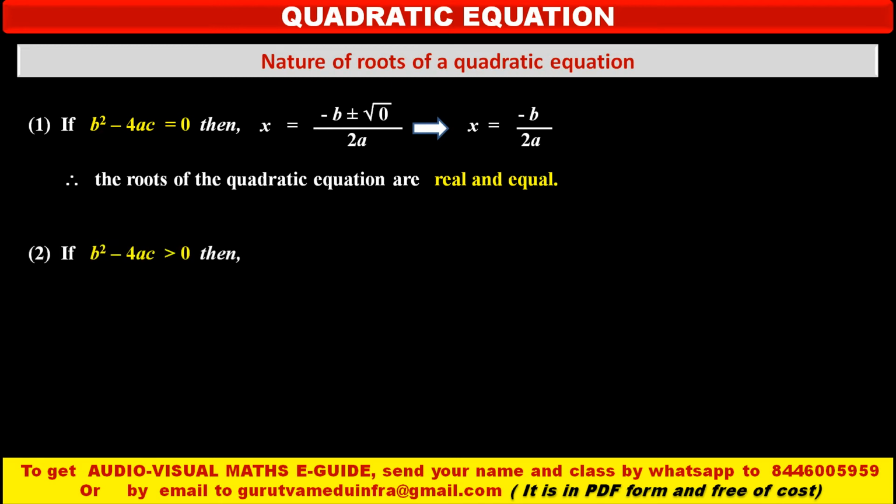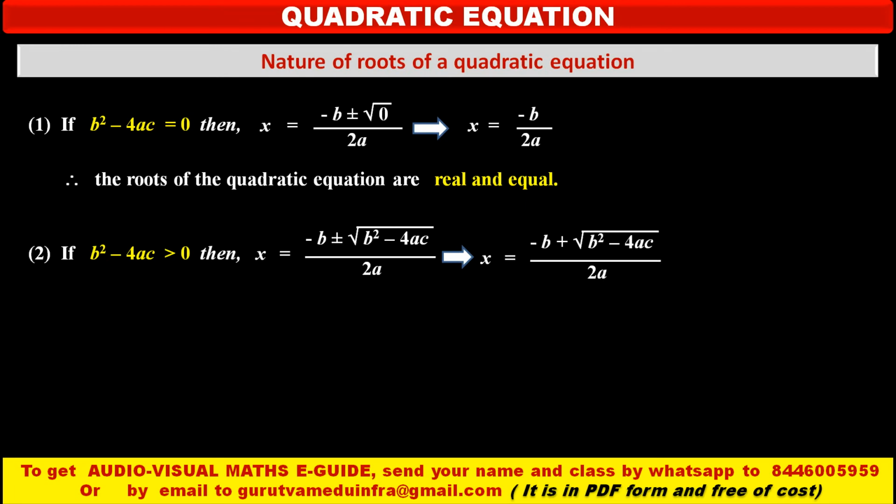Now second case, if b square minus 4ac, this discriminant, is greater than 0. Then in this quadratic formula x is equal to minus b plus minus under square root b square minus 4ac upon 2a. The second term, the discriminant, is greater than 0, that means it is positive, and that means we will get two values for variable x because of this plus minus sign.